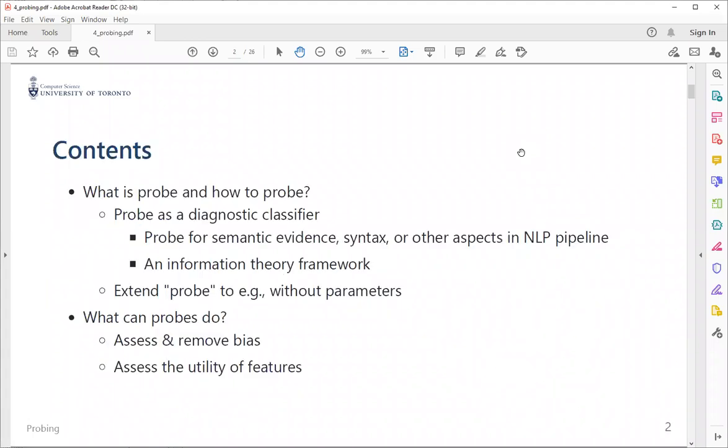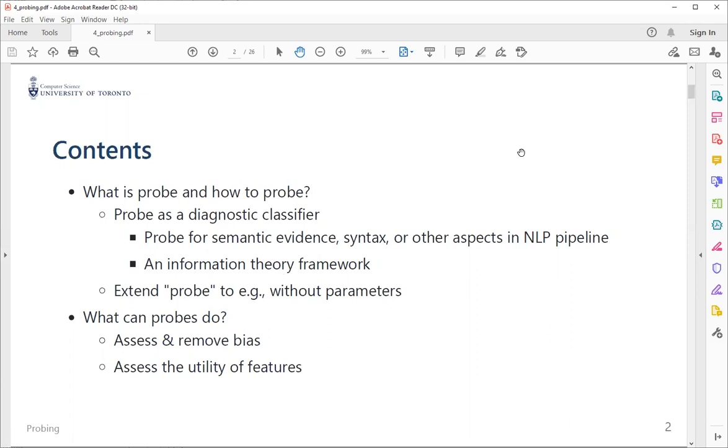So I'm pretty excited about this topic because I think this is a very useful tool for understanding and interpreting the intrinsics of the model. Probing allows us to explain what happens inside the models in terms of which layers and which types of information are contained in different components of the network. And there are potentially wide applications of probing.